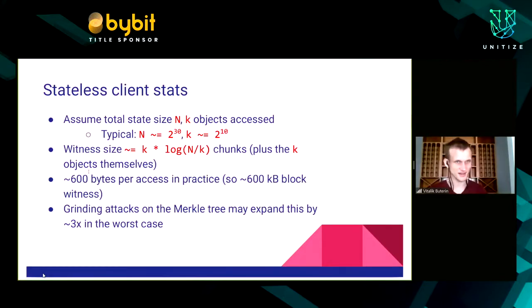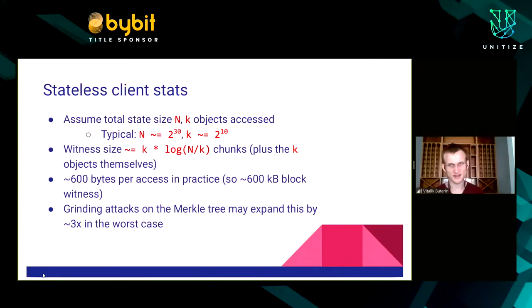In practice, assuming an optimal Merkle tree, it's about 600 bytes per access. This is just plugging into this formula, assuming these numbers. And so a witness becomes about 600 kilobytes.